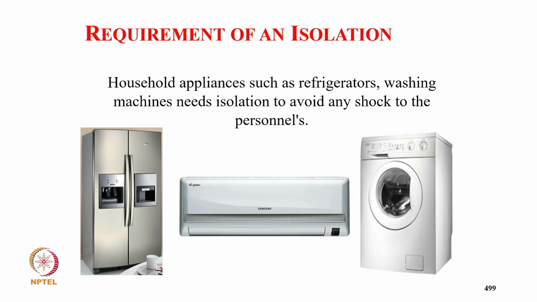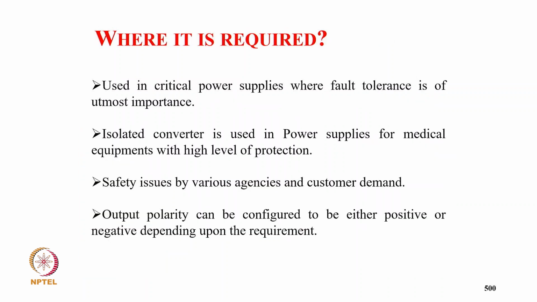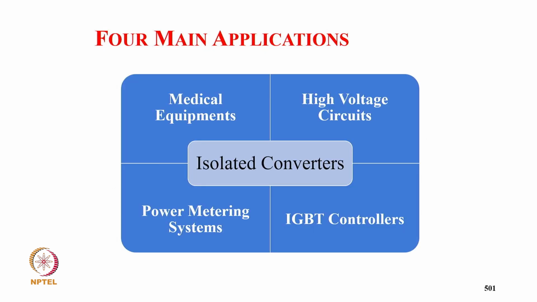And these are the typical applications where requirement of isolation is there. The household appliances such as refrigerator, washing machine need isolation to avoid any shock to the personnel, like a refrigerator, air conditioner. So where it is required, use in critical power supply where fault tolerance is of utmost importance. Isolated converter is used in power supply for medical equipment with high level of protection and safety of various agencies and customer requirement. And output polarity can be configured to be either positive or negative depending upon the requirement.